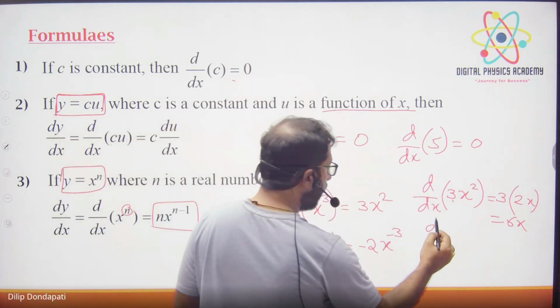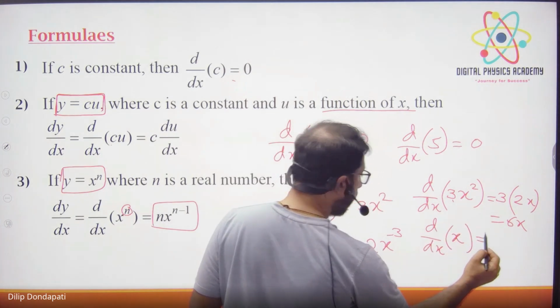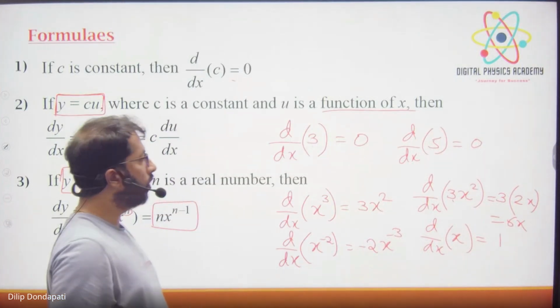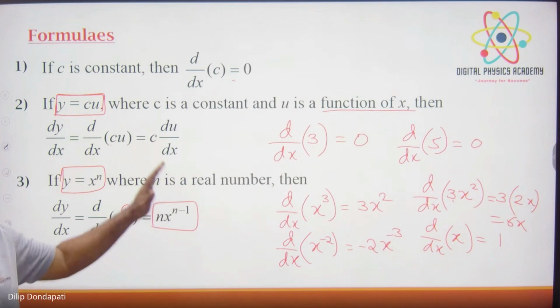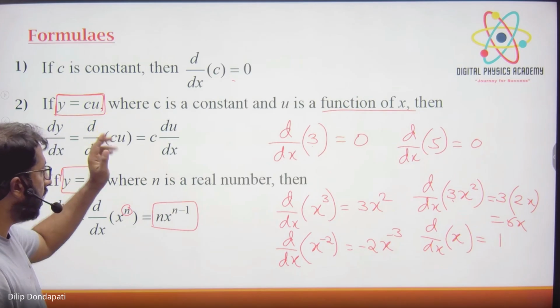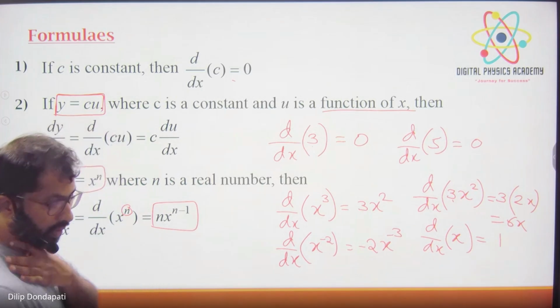Tell me d by dx of x. It's 1 only. Differentiation of x is 1. So these 3 formulas you should have learned. Any constant number you are multiplying, that constant number will come outside, and the remaining you have to differentiate. Okay. Covered?